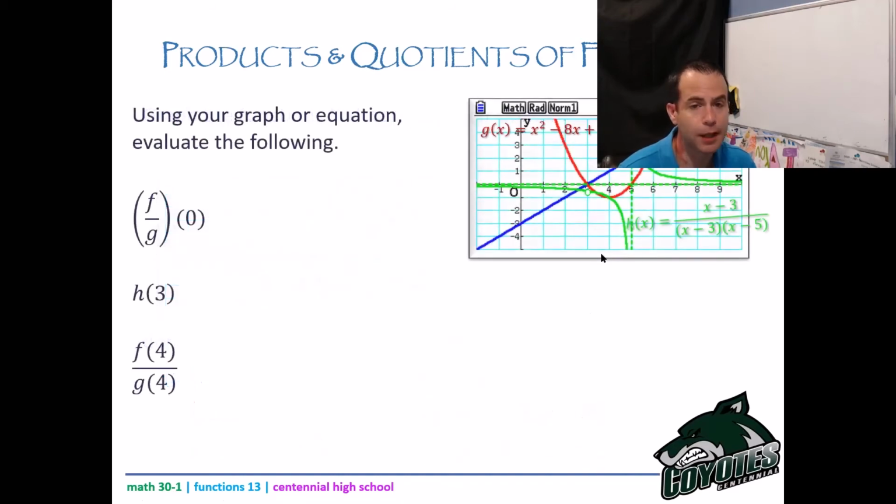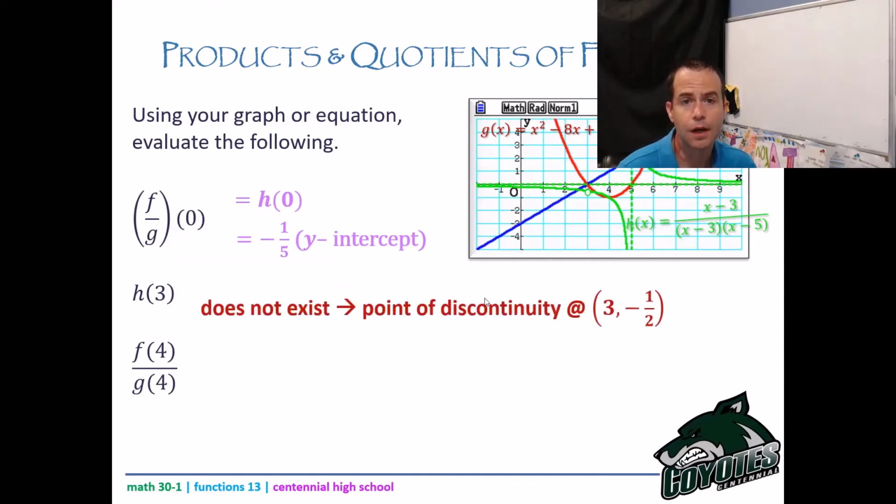Okay, so now evaluate the following. Whether you do it from taking f of 0 and dividing by g of 0, or whether you go right to h of 0, it doesn't really matter. h of 0 was the y-intercept for that guy, which we have already discussed was -1/5. Okay, h of 3, well, h of 3 is a point of discontinuity. So we would have to say there exists a point of discontinuity at 3, -1/2. And then f of 4 over g of 4 would be h of 4, which is -1. It's right there. Okay.